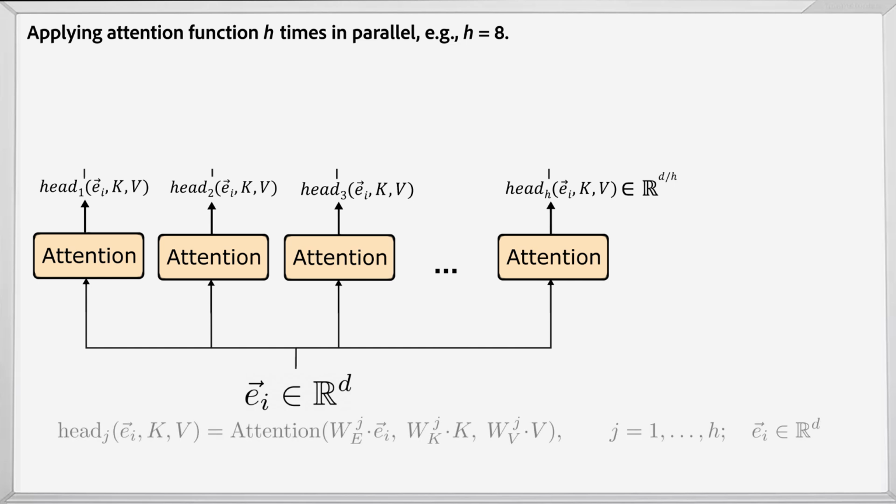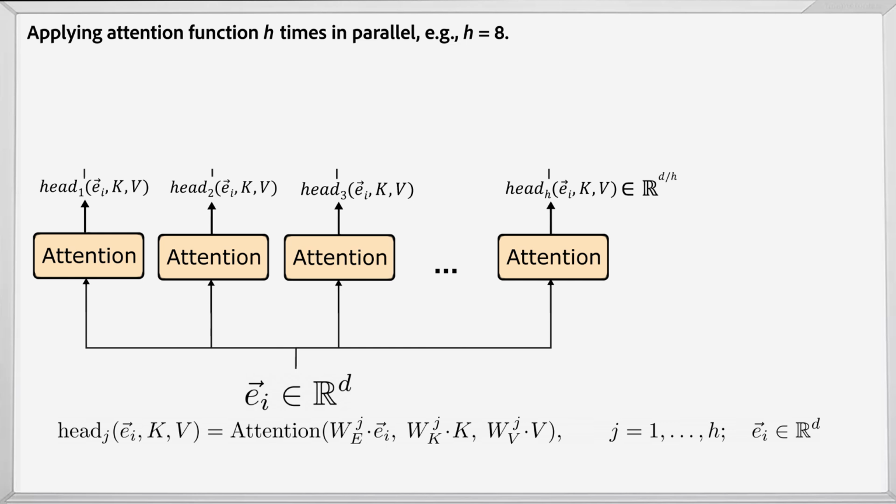To update the embedding vector E_i with head number j, we apply the attention function to this vector. Here it is important to note that in every head we use different matrices W_Q, W_K and W_V to transform the embedding vectors that we use as the input for the attention function. If we wouldn't do this, we would simply apply the same attention function h times.